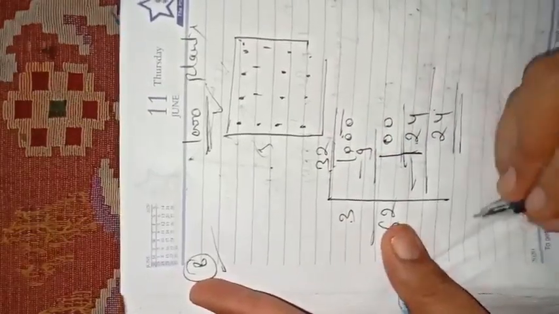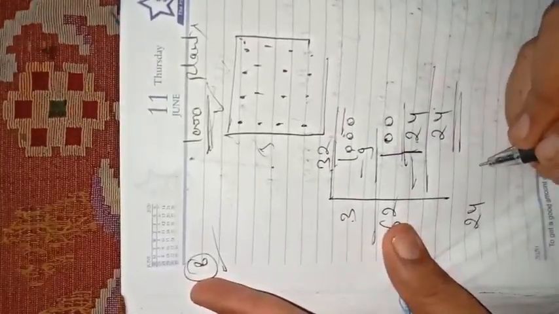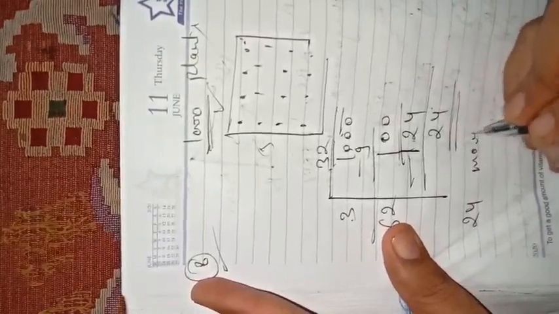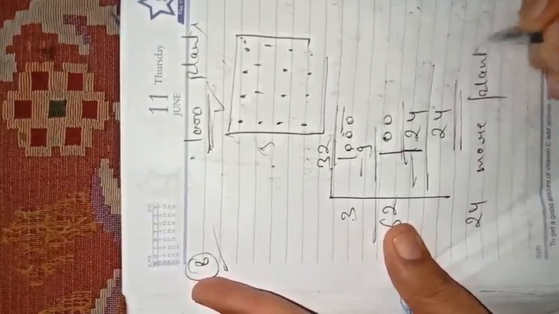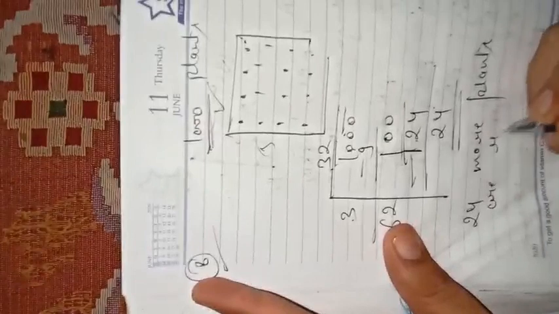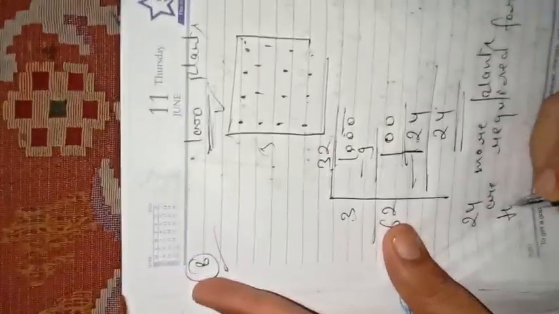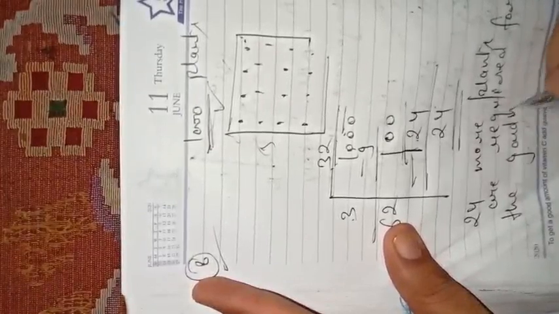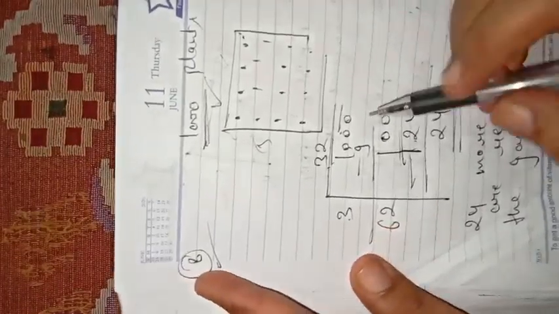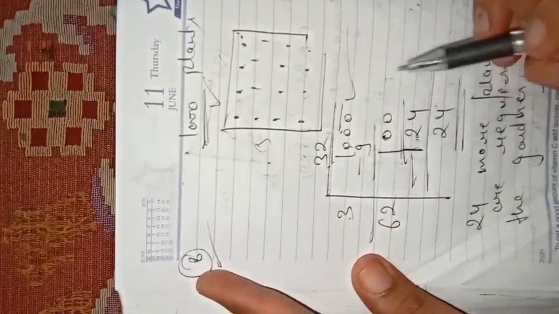So students, 24 more plants are required for the gardener. I hope you understood this, because this should be a perfect square number and 1000 is not a perfect square, so he needs a few more plants. So 24 must be added to make it a perfect square.